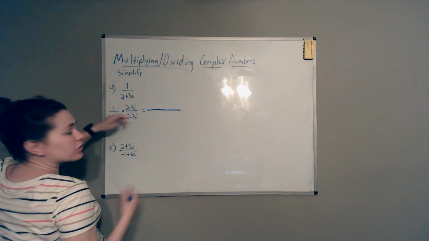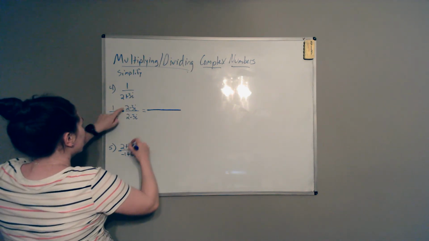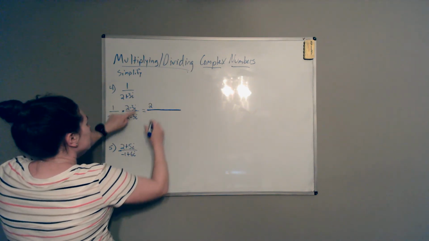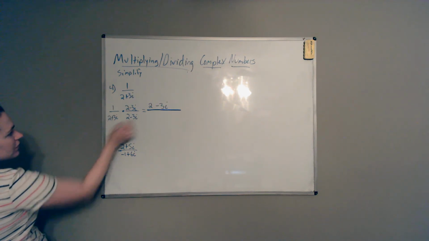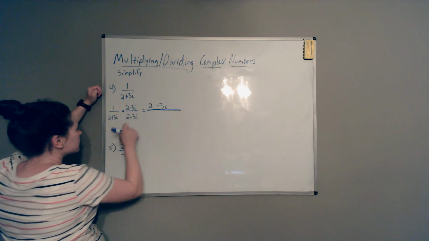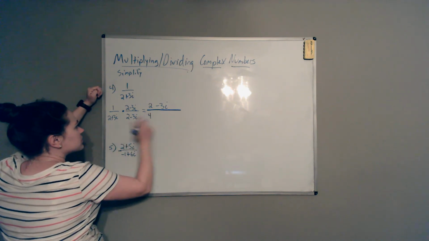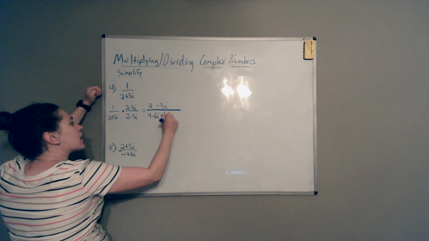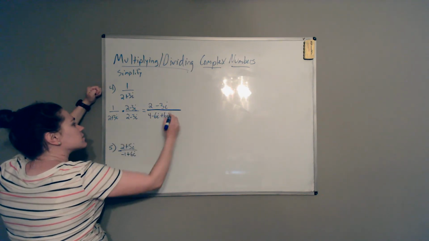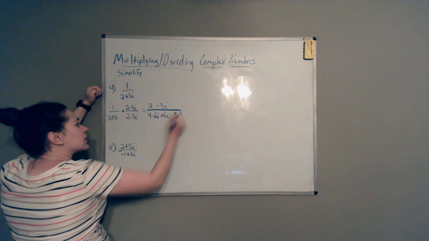In the numerator it's one term by two terms, so that's just going to produce two terms. 1 times 2 is 2. 1 times negative 3i is negative 3i. But in the denominator, I have two terms by two terms, so I'm going to get four terms. So 2 times 2 is 4. 2 times negative 3i is negative 6i. 3i times 2 is positive 6i. 3i times negative 3i is negative 9i squared.